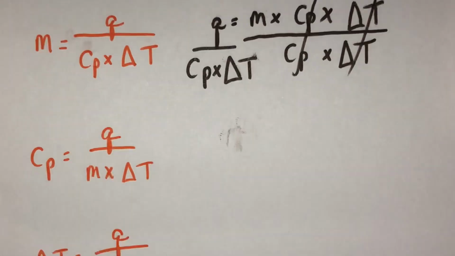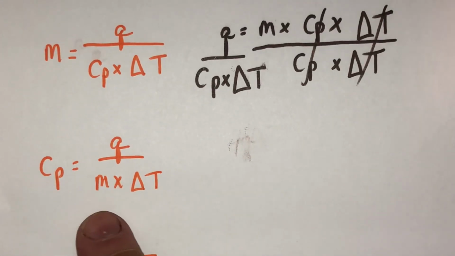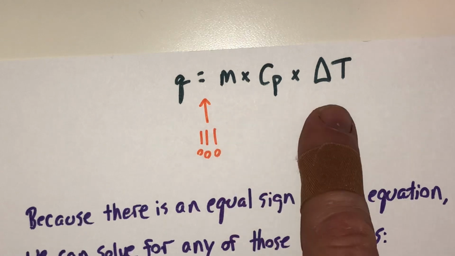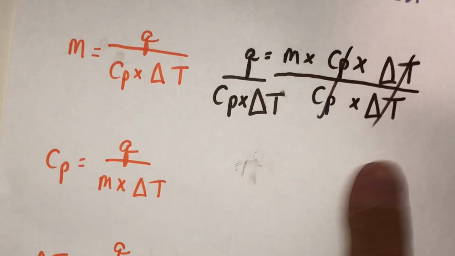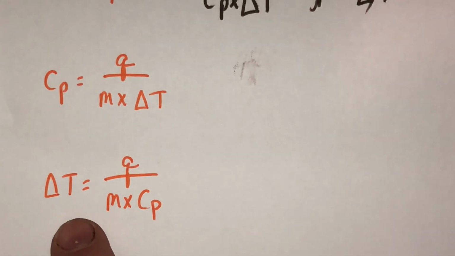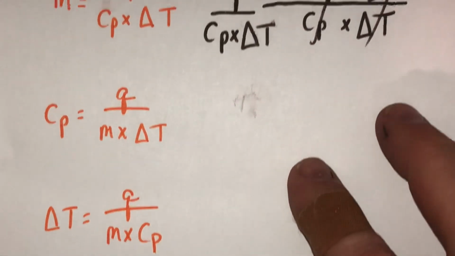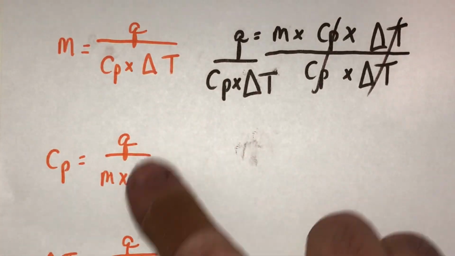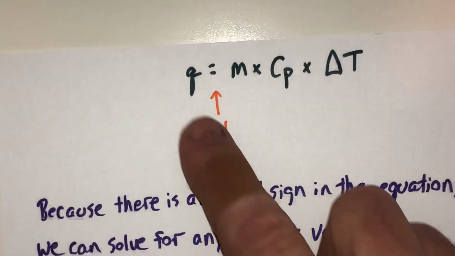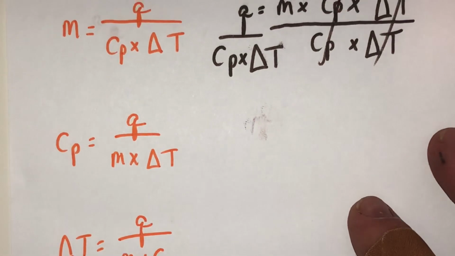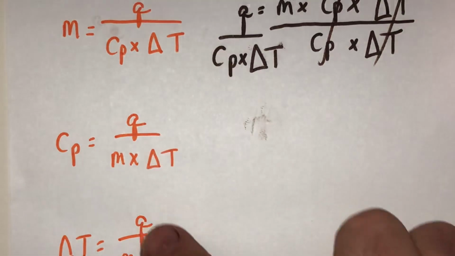We're doing the same thing for all of the variables. To solve for specific heat, we're going to divide by mass times delta T. And to solve for delta T itself, we're dividing by mass and specific heat. So you notice on all of these variables, Q ends up being on top, and that's because it's the only thing on that side of the equal sign. So if you're not solving for Q, just put Q on top.